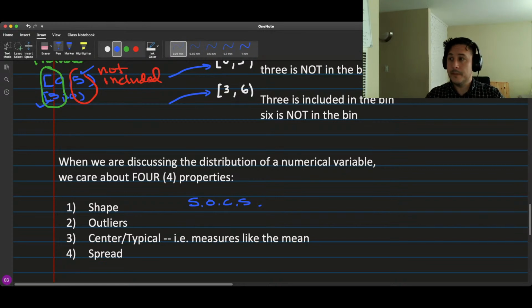Fixed it. Okay. So we're going to talk about all the different parts of this.